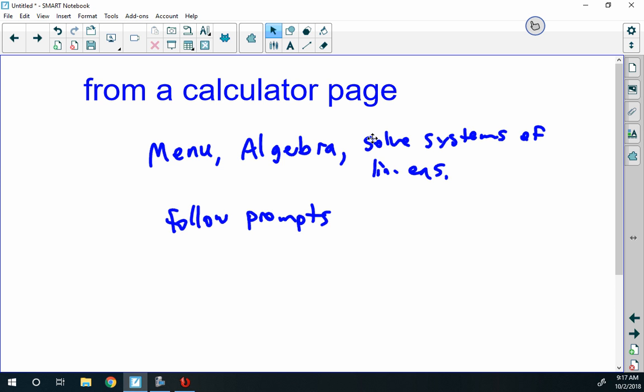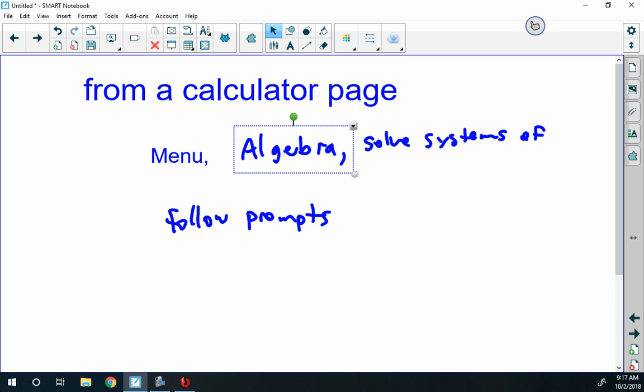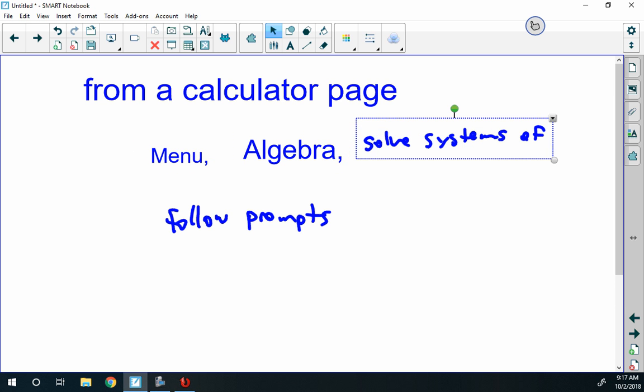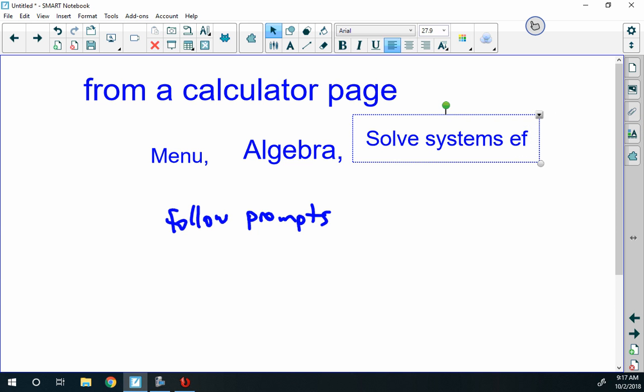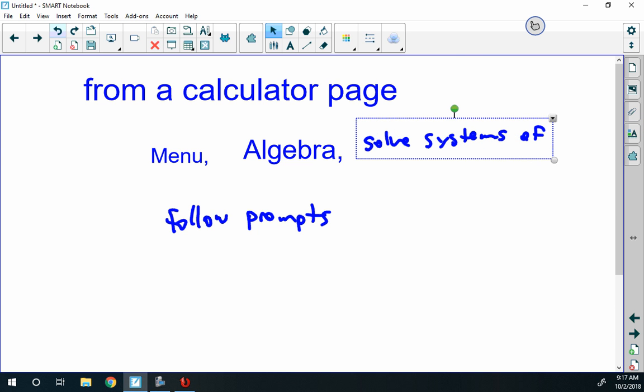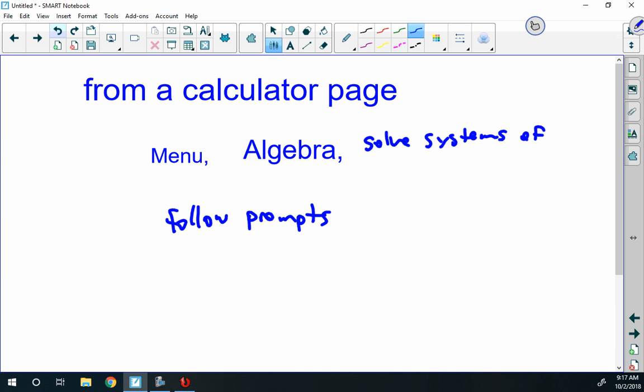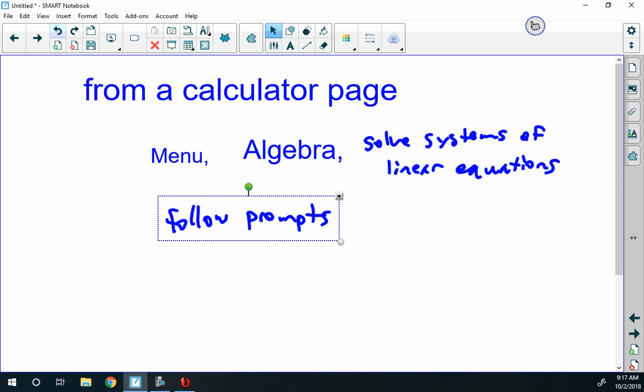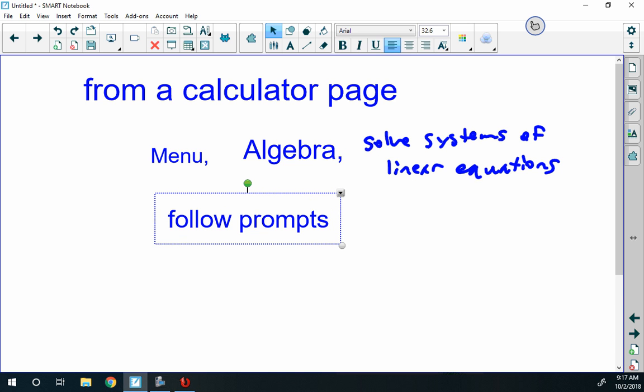Boy, I wrote that really sloppy. Menu, algebra, solve systems of linear equations. All right. And then follow the prompts.